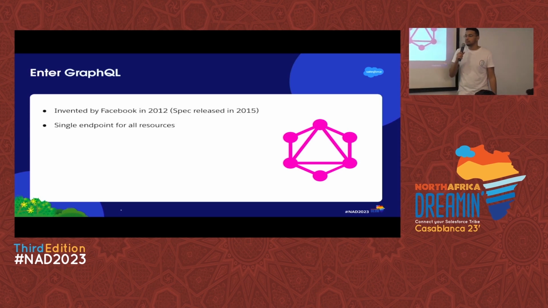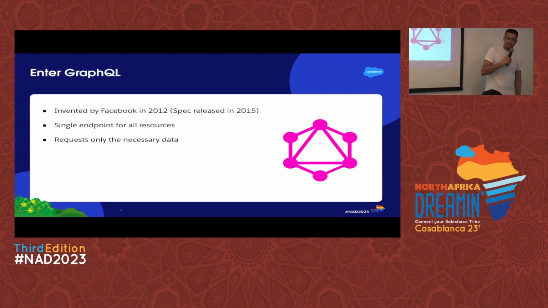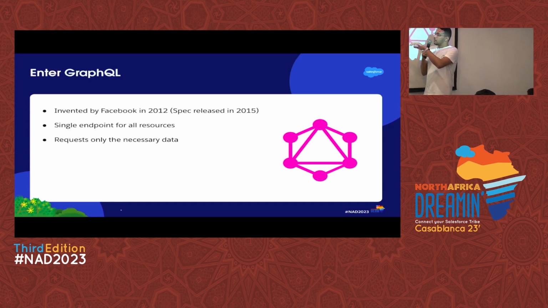Unlike REST API, where you have multiple endpoints, for example, an endpoint for accounts, an endpoint for contacts, etc., in GraphQL you only have a single endpoint that you query and you get information about any entity you want. As we saw before, GraphQL gives you the ability to request only the fields you're interested in, okay? So you decide what you want and you only get that data.